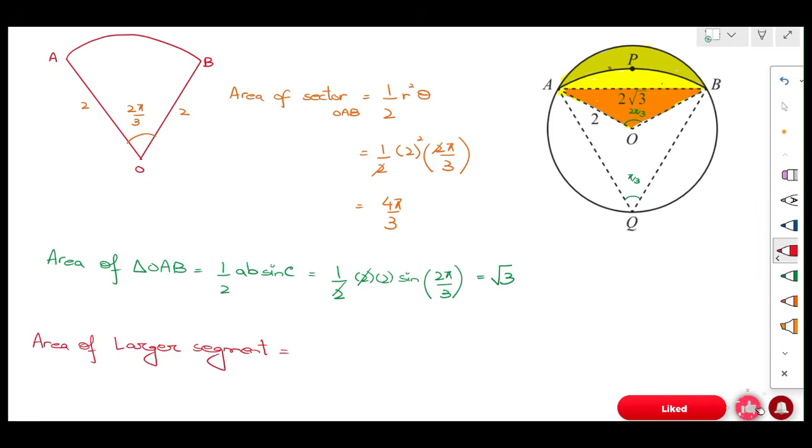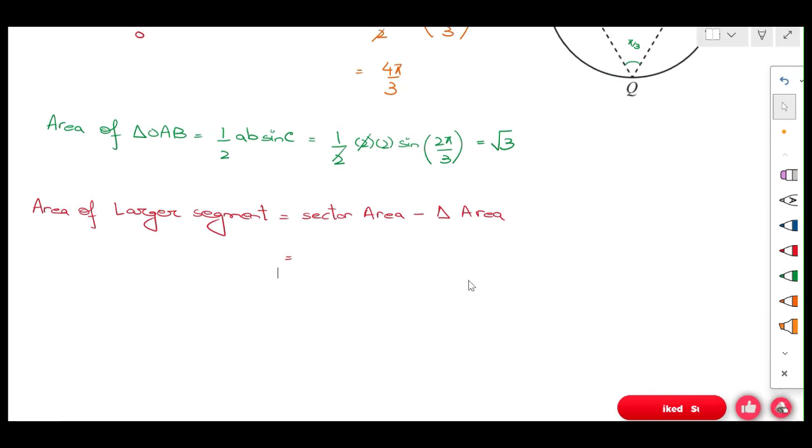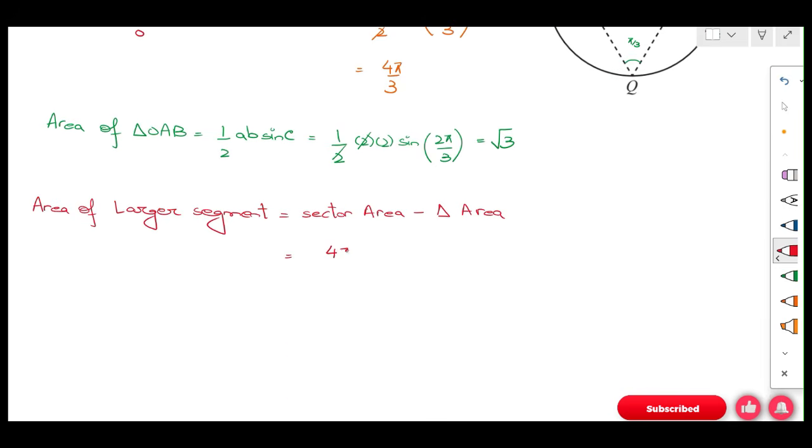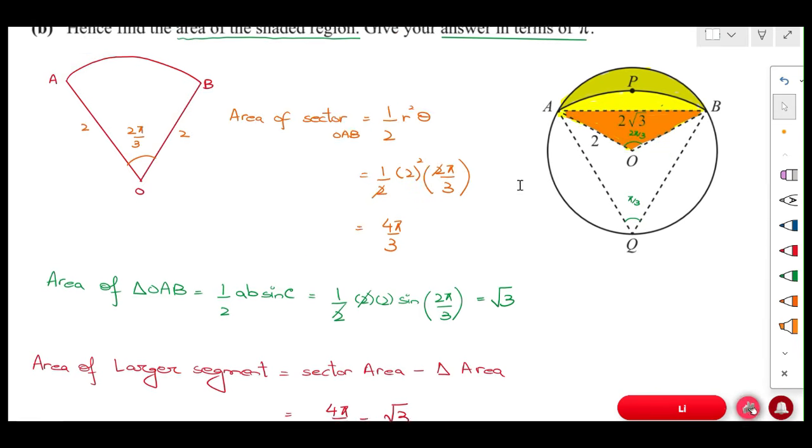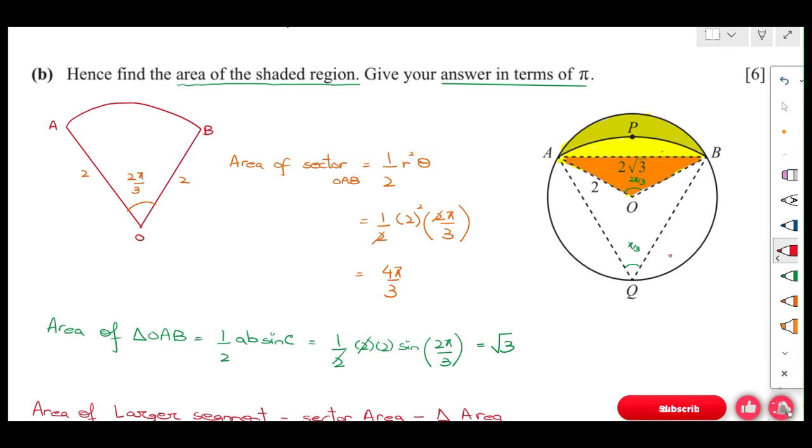How can we get the area for this? From the sector area, subtract the triangle area. Sector area is 4 pi by 3, triangle area is root 3. So that is 4 pi by 3, subtract square root of 3. Okay, now let me move to the other triangle.